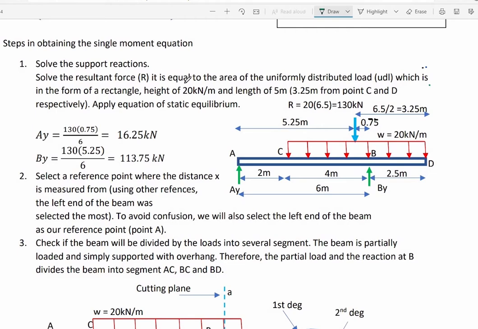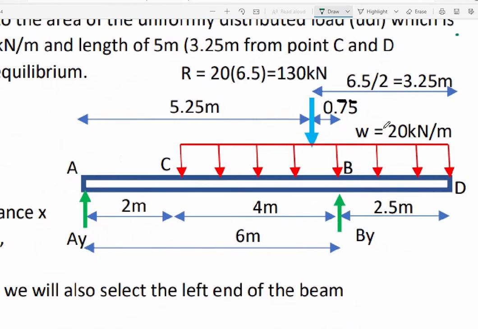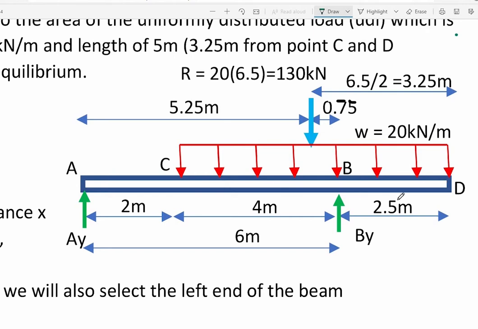We will now start on step number 1. We will solve the support reactions of the beam. Usually, we have to solve first for the resultant before we can apply equations of static equilibrium, summation moment at the location of support reactions. Since the resultant is just equal to the area of the uniformly distributed load, the height is equal to 20 kN per meter and the length where it is applied is 4 plus 2.5, that is 6.5 meters. So if we multiply 6.5 with 20, that is equal to 130 kN.